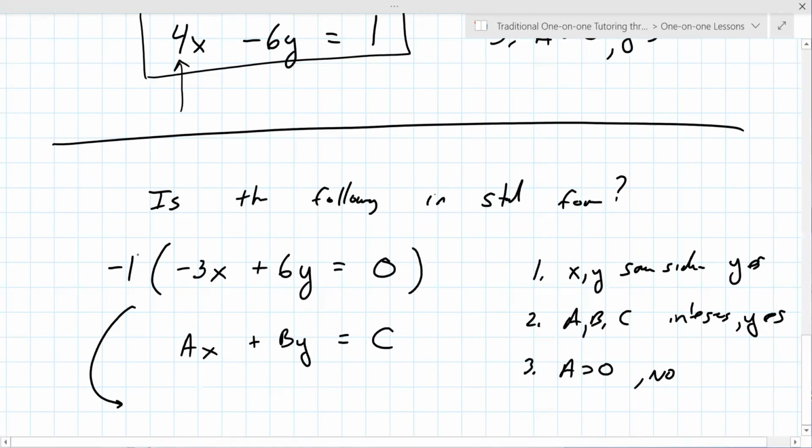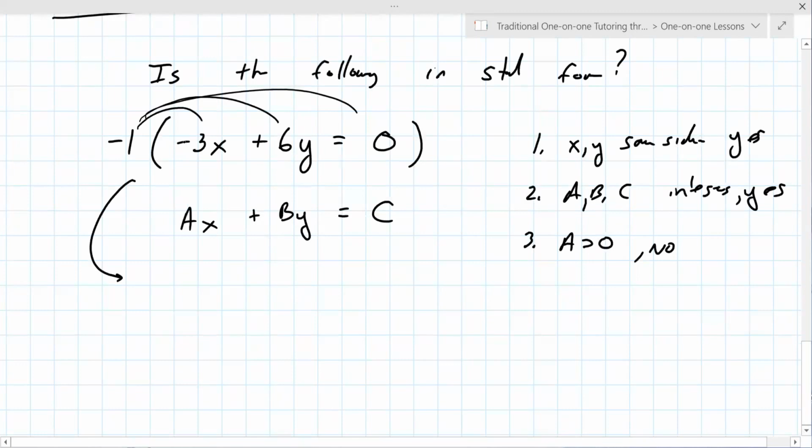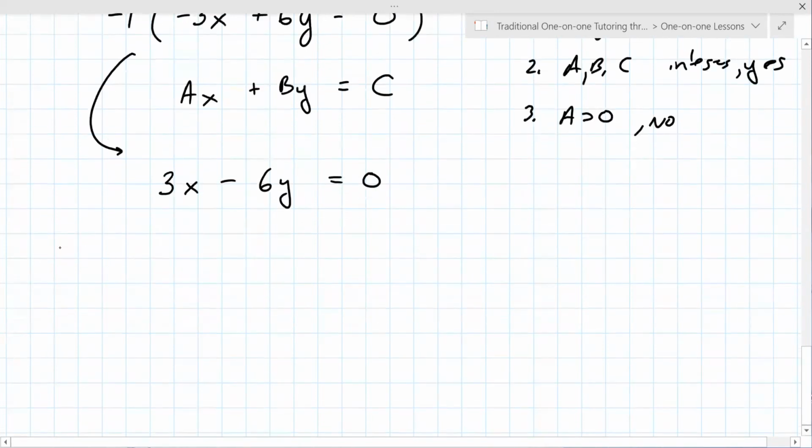So remember, you're just changing the sign of each of these. So 4x plus 6... nope. It's 3x minus 6y equals 0. You're just changing the sign, not changing the number. You said 4, but it's 3x minus 6y equals 0. Good. Okay, let's look at another one here.